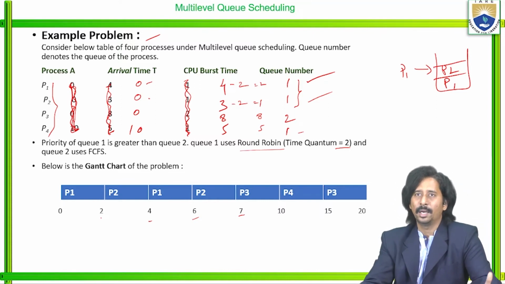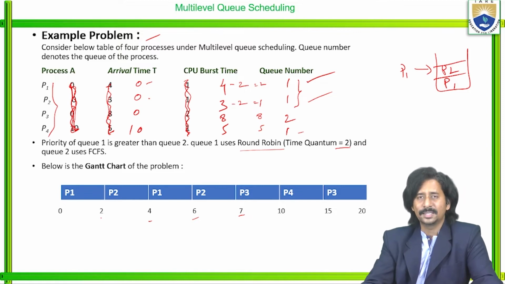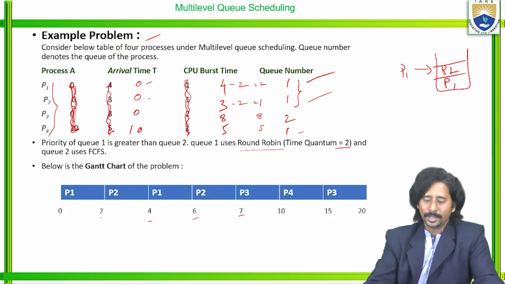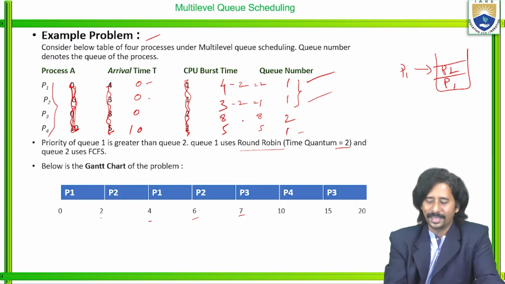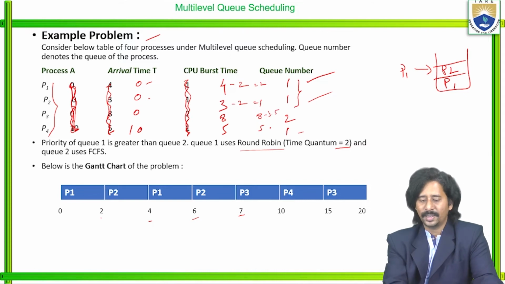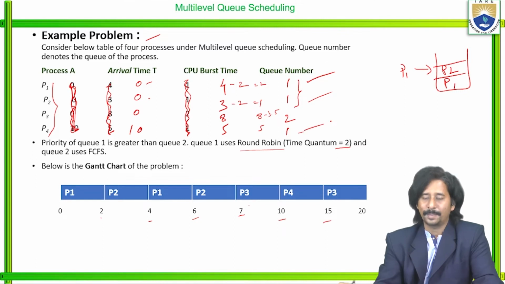Now we have P3 and P4. But P4 is in Q1, whereas P3 is in Q2. The burst time of P3 is 8 milliseconds, so P3 is executed up to 3 milliseconds. After that, these two are equal, so now it's time for P4. P4 is 5. So 7 plus 3, 10. 10 plus 5, 15. Now P4 is completed.